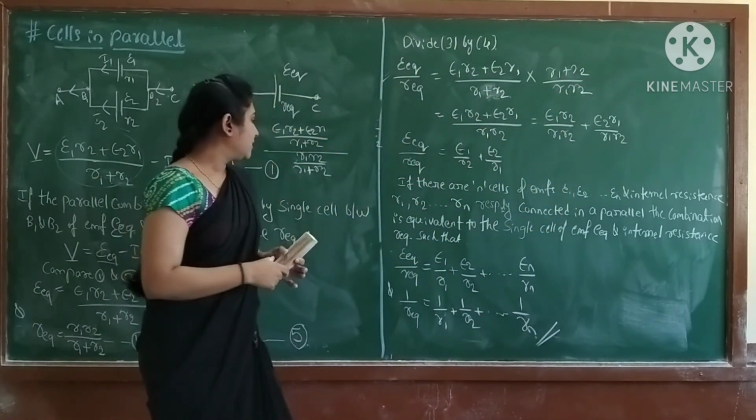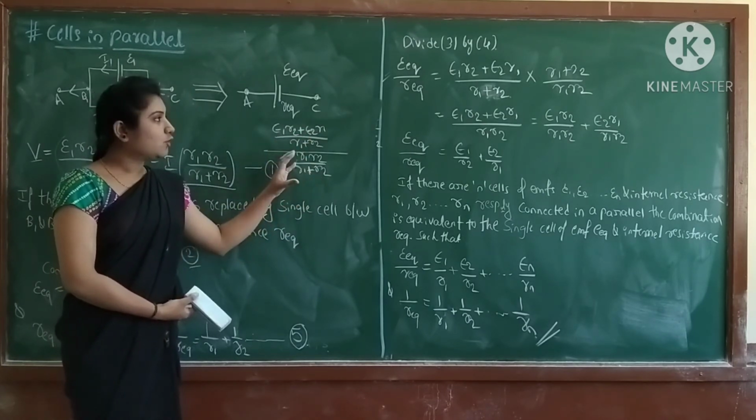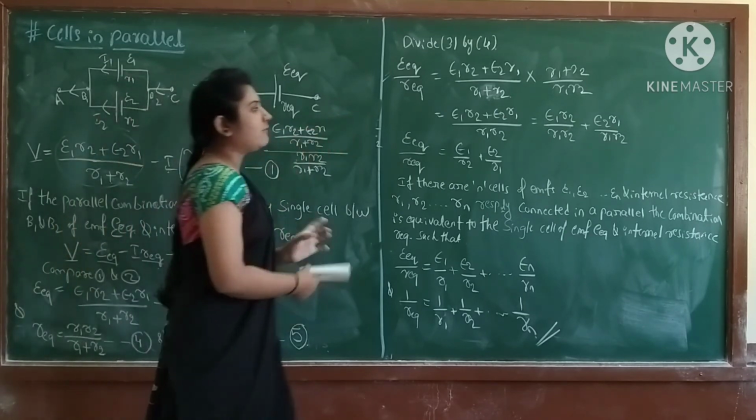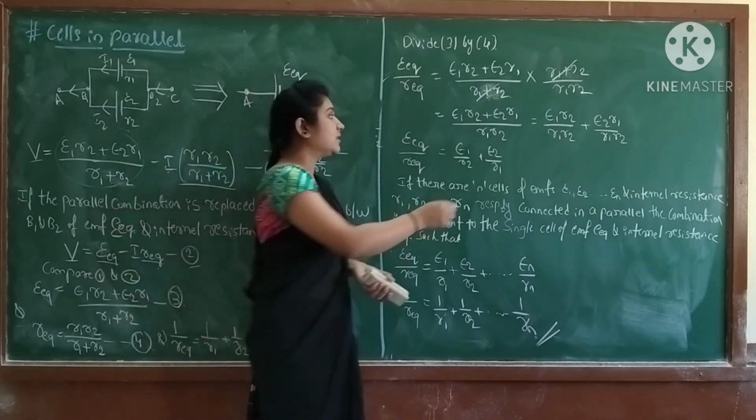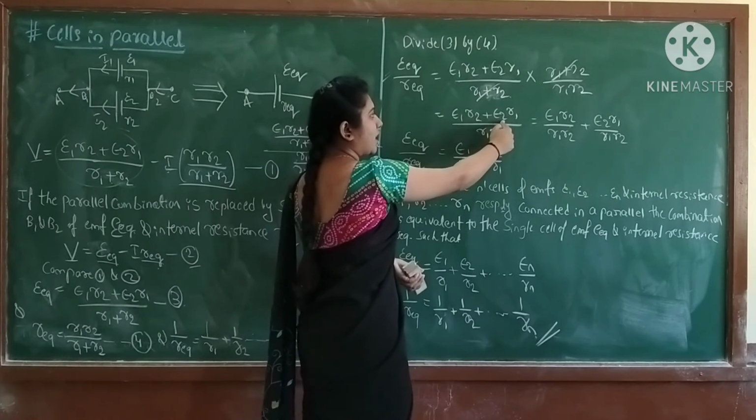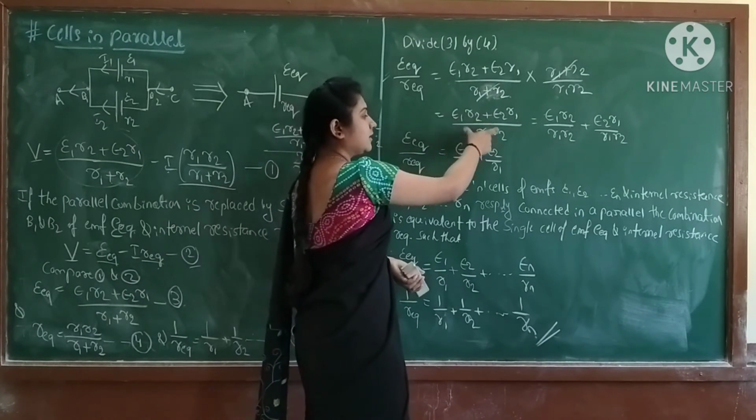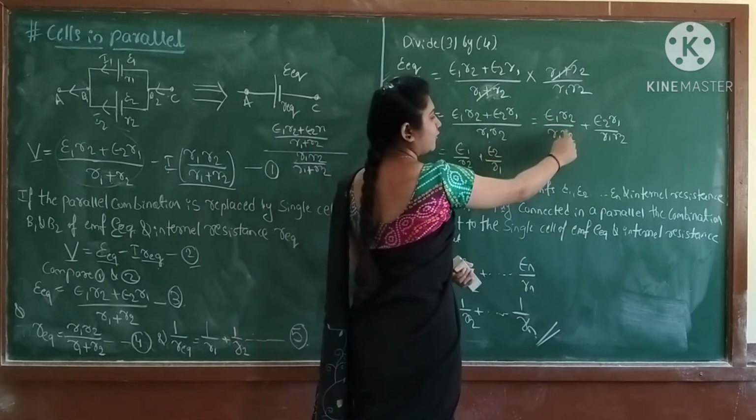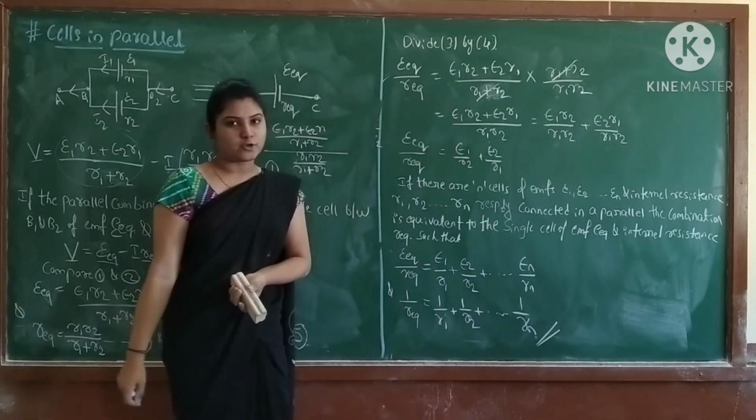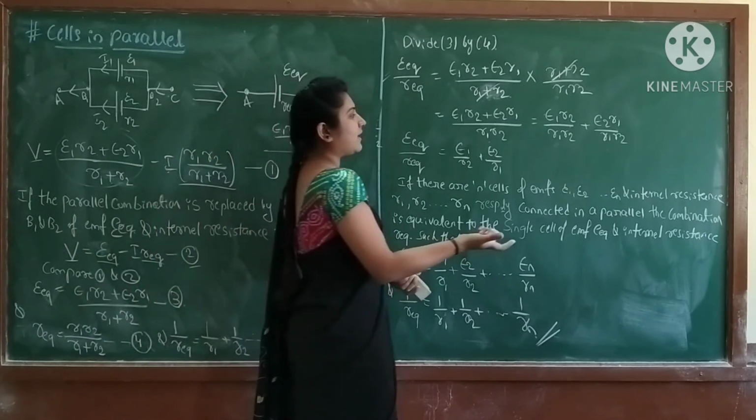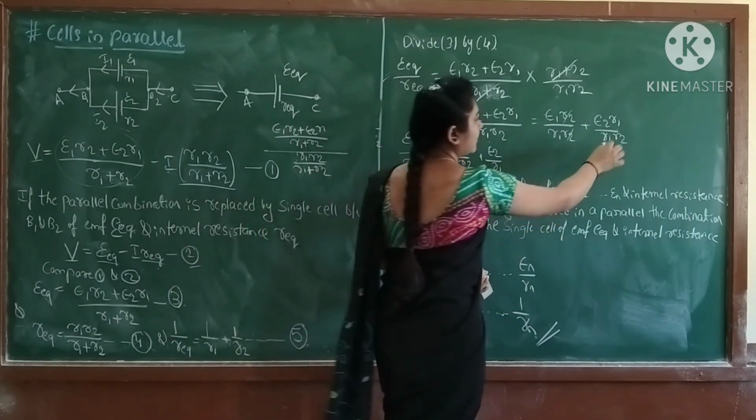Just make the multiplication. If it is long in your mathematics, you will write like that, no? So now this R1 plus R2 and this R1 plus R2 will get cancelled. So what remains is this much: E1 R2 plus E2 R1 divided by R1 into R2. Now separate it like E1 R2 divided by R1 into R2, plus E2 R1 divided by R1 into R2. See here also R2 will get cancelled and here R1 will get cancelled.